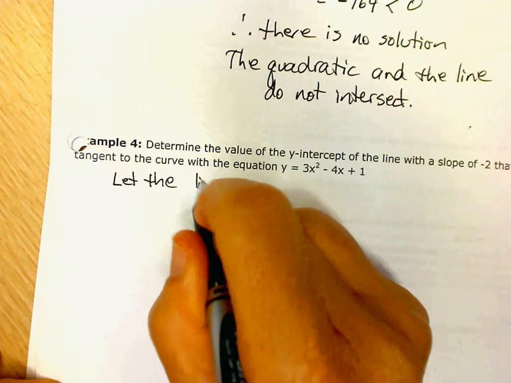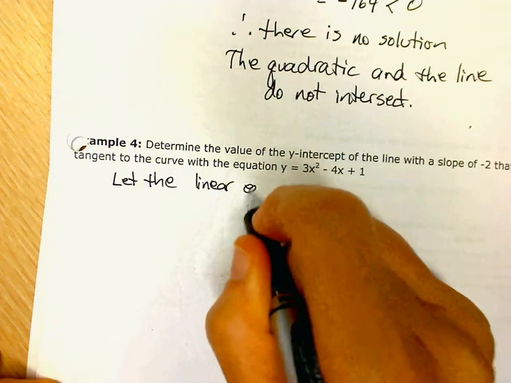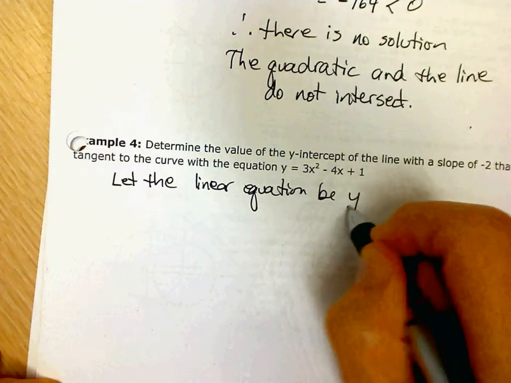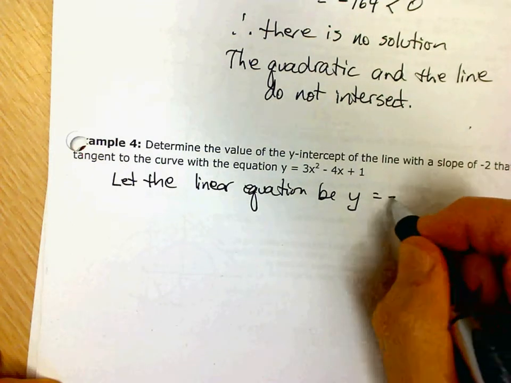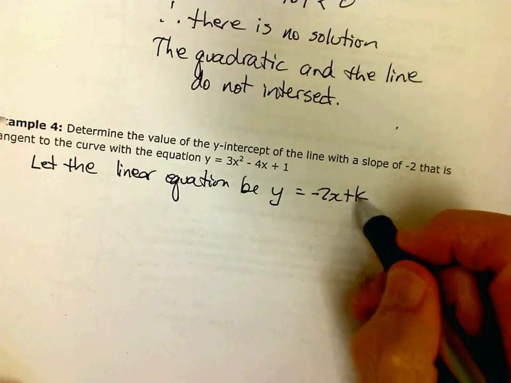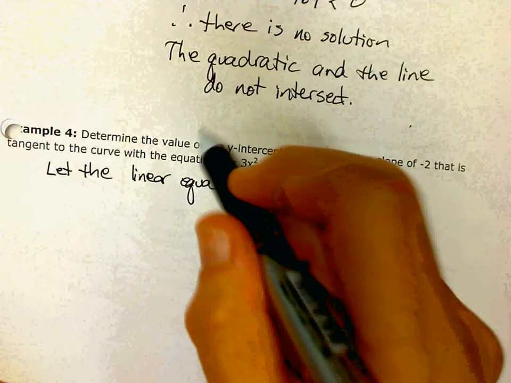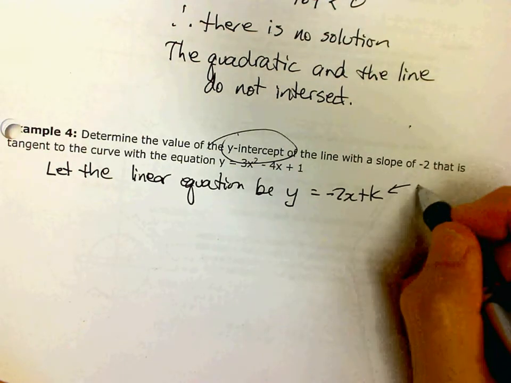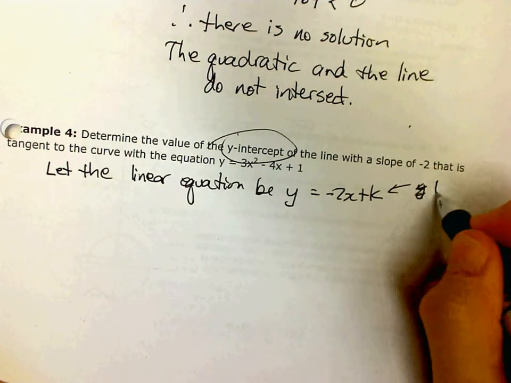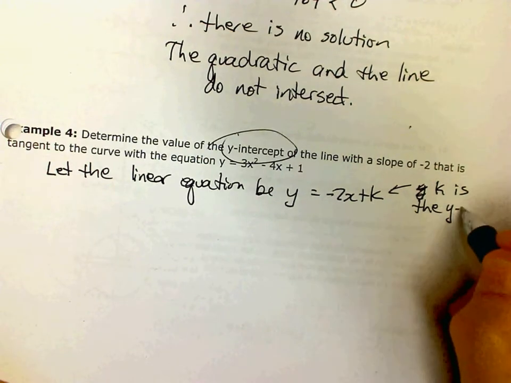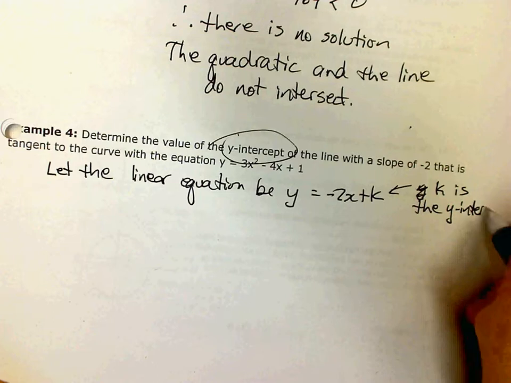So, let the linear equation be y equals minus 2x plus k. So, this is what we're solving for. We're trying to find the value of the y-intercept. This here, k, is the y-intercept of the line. So that's what we want to solve for.